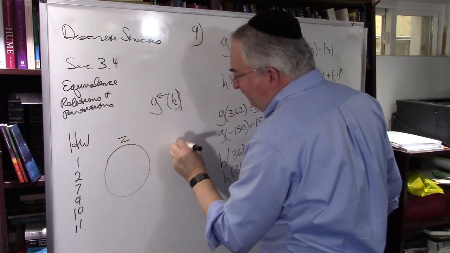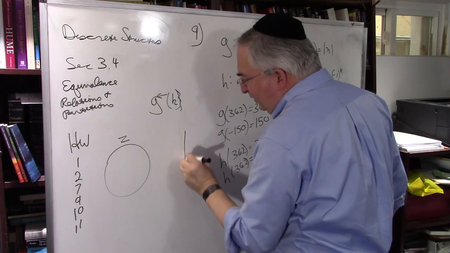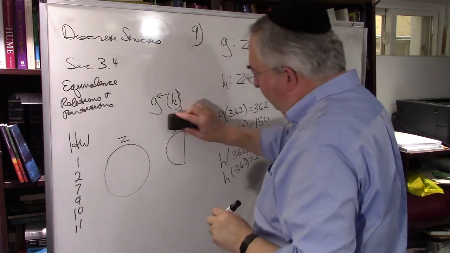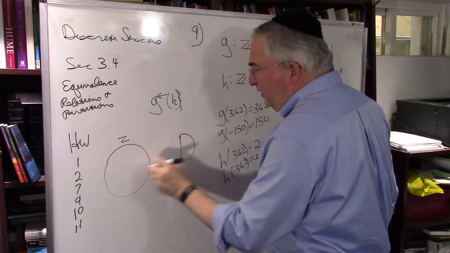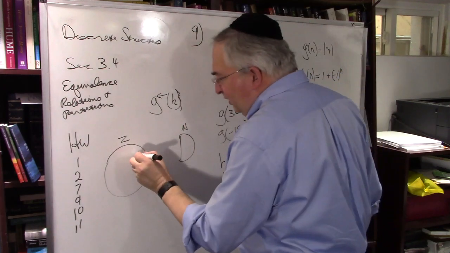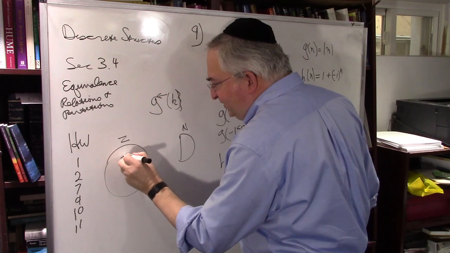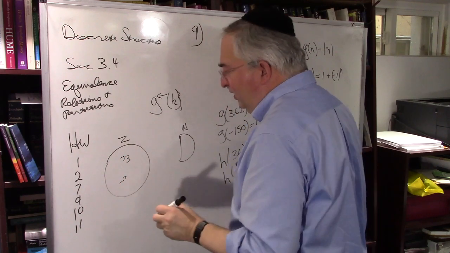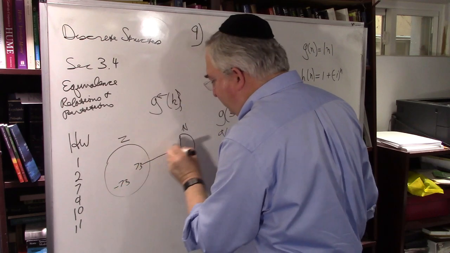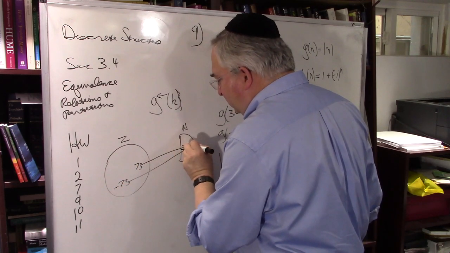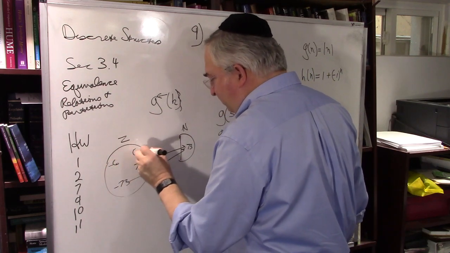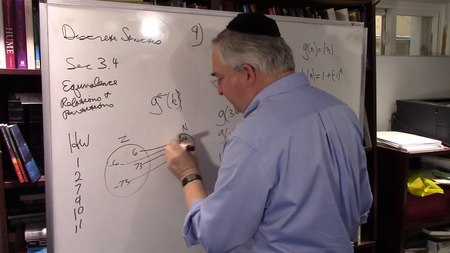Here's Z. I'm going to draw N in an interesting way. Here's N. Think of Z as positive and negative numbers. N only has positive numbers. Look, two numbers, 73 and minus 73. They both go to 73. 6 and minus 6 both go to 6.